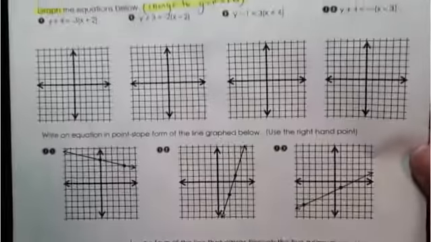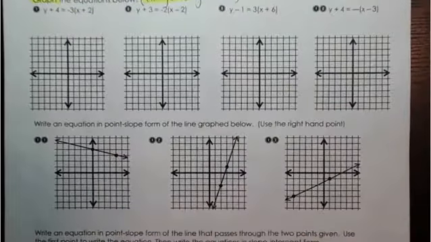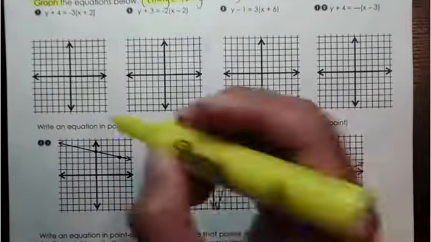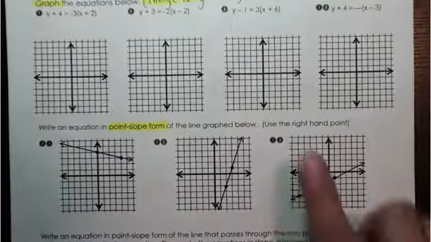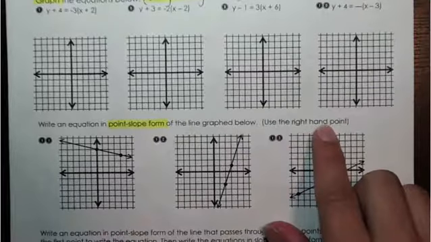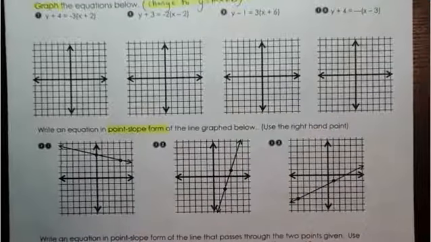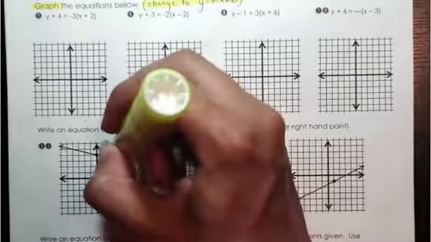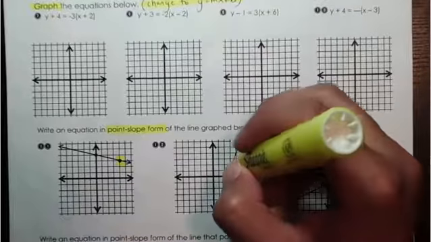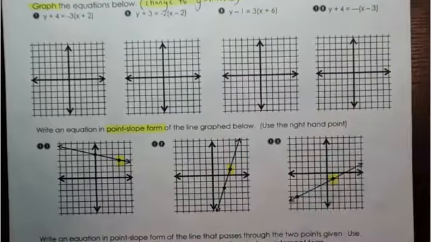Okay, 11 through 13. Write an equation in point-slope form of the line graphed below. So our answer should be point-slope form. However, it says use the right-hand point. So again, point-slope form has our slope and a point. We have to use the right-hand one. So what I want you to do with your highlighter is highlight the farthest right point. So I want you to highlight these 3 points right here. Those are the points you're going to use when you plug it into the point-slope form.